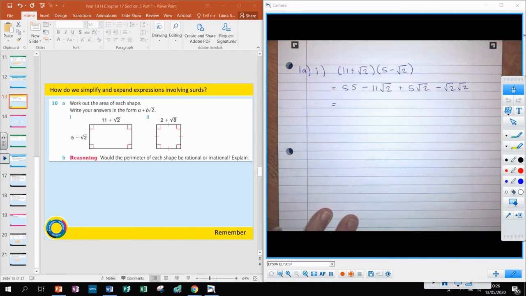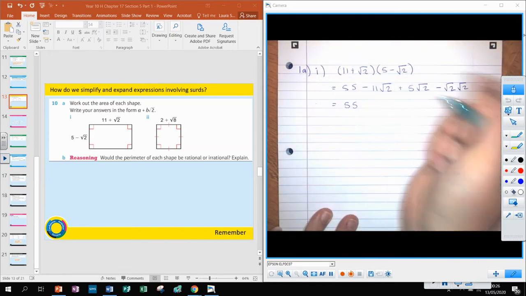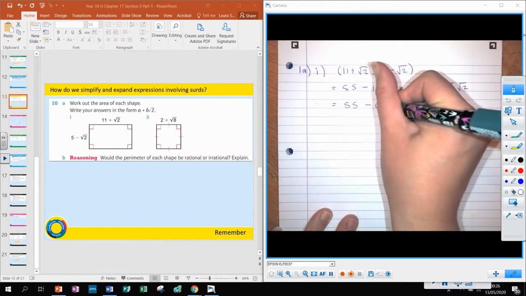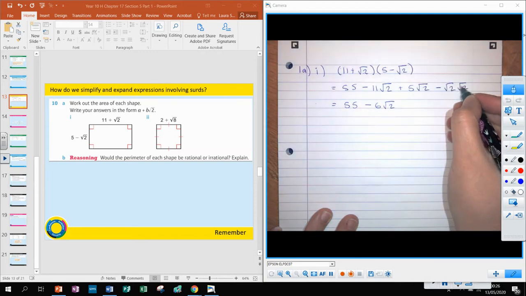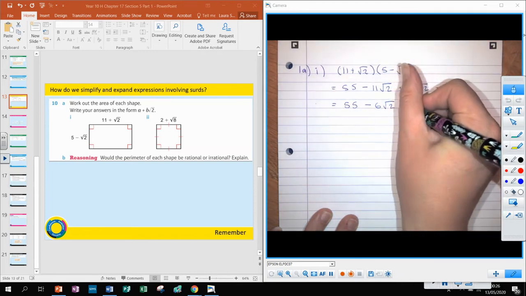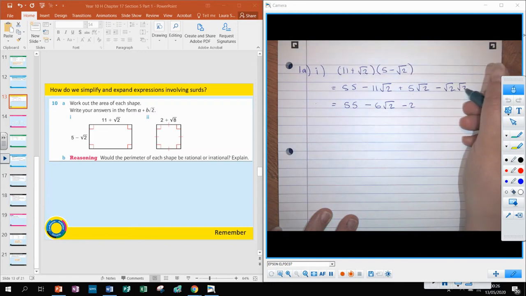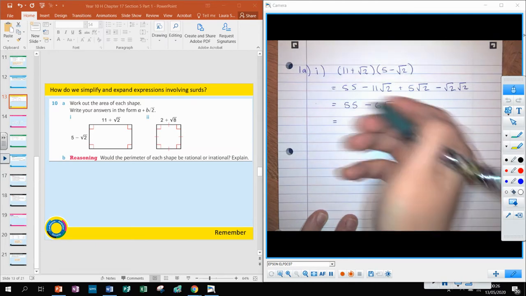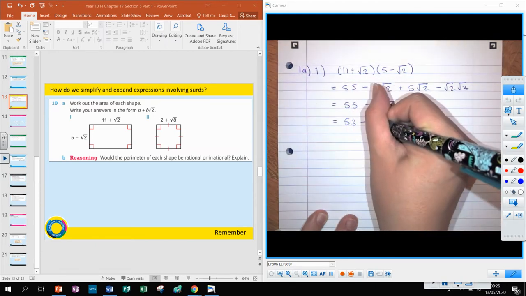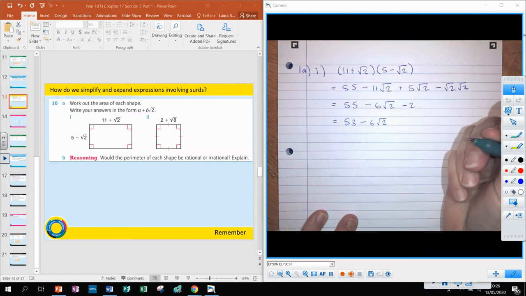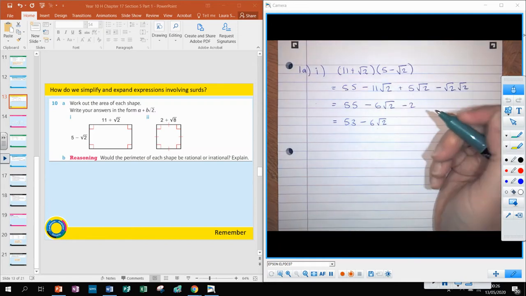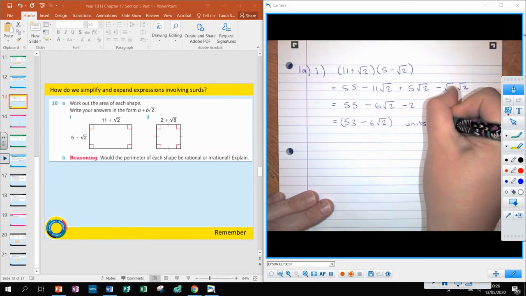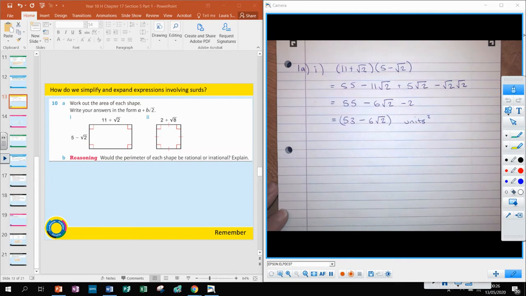Okay, so let's simplify what we can. So we've got 55, negative 11 root 2 plus 5 root 2 would be minus 6 root 2. And finally, minus root 2 times root 2 would be just minus 2, because remember, you get the number inside the surd when you multiply it by itself. And that means we can simplify this bit, so we would get 53 minus 6 root 2. Now, in the question, they didn't tell us what the units were, so we could put it in a bracket, and we could say units squared, because they didn't actually specify that, okay?